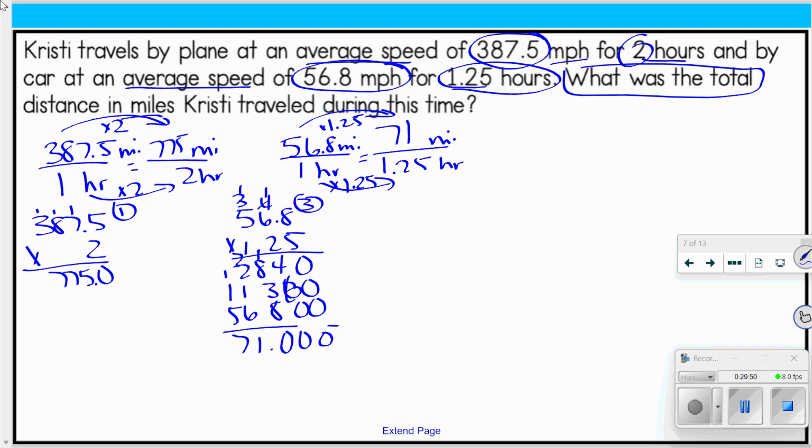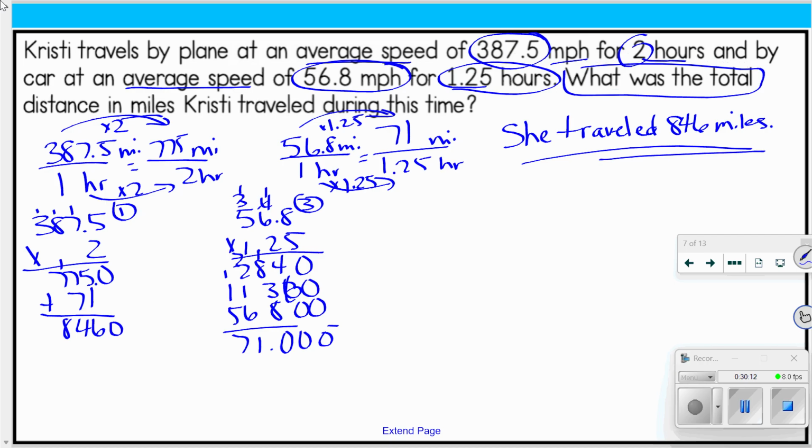So she did 775 by plane, 71 by car, and now add those together. Gives me 0, 6, 14, 8. So she traveled 846 miles. Got the decimal there. Make sense?